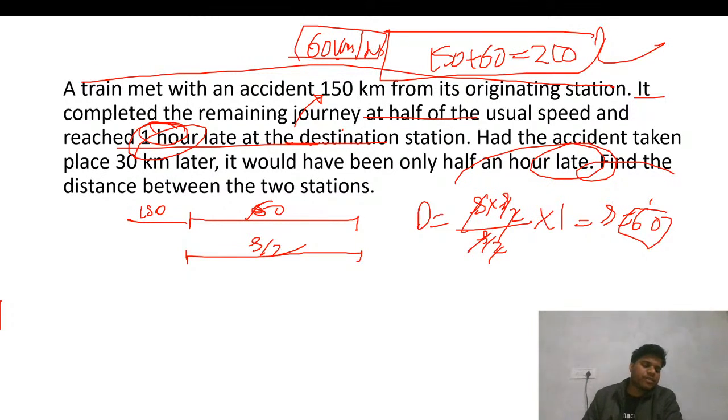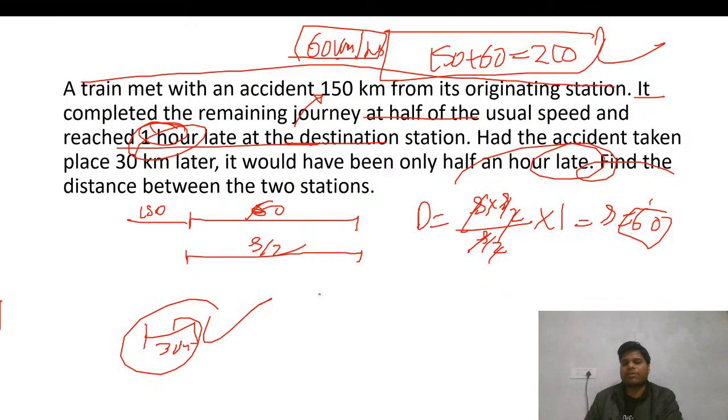Whenever you see this type of question, you have to proceed in this manner. Focus on the common part, which was 30 kilometers here. You will get the speed from there, and after that you can solve whatever you need according to your requirement.